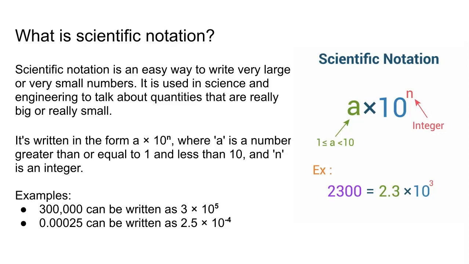It's written in the form a times 10 to the nth power, where a is a number greater than or equal to 1 and less than 10, and n is an integer, meaning it's a positive or negative number. For example, 300,000 can be rewritten as 3 times 10 to the 5th power, and the decimal 0.00025 can be rewritten as 2.5 times 10 to the negative 4th power.